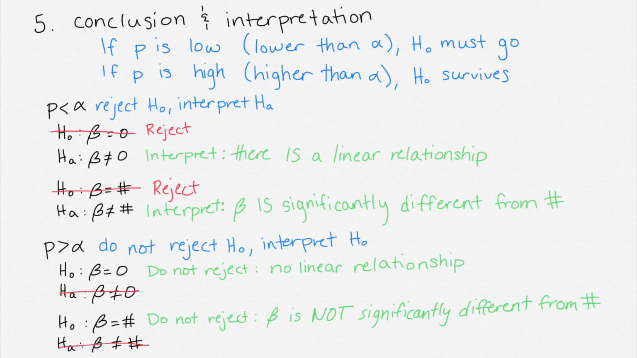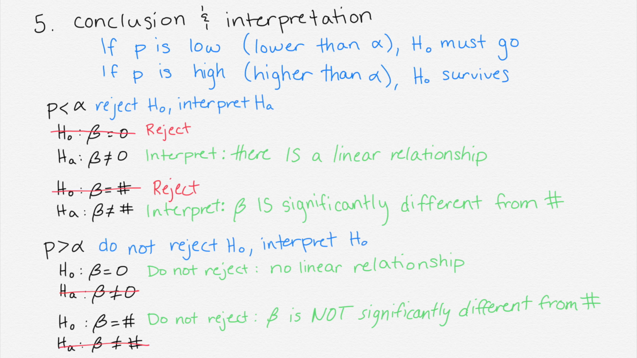Everything in hypothesis testing is in terms of the null. So if the p-value is small, it's unlikely that the data would have occurred if the null were true. In this case, we should reject our initial assumption of the null and instead move to the alternate hypothesis and interpret that. Instead, if the p-value is large, it's very likely that the data would have occurred if the null were true. So we should not reject the null. A simple way to remember this is if p is low, H0 must go. If p is high, H0 survives.